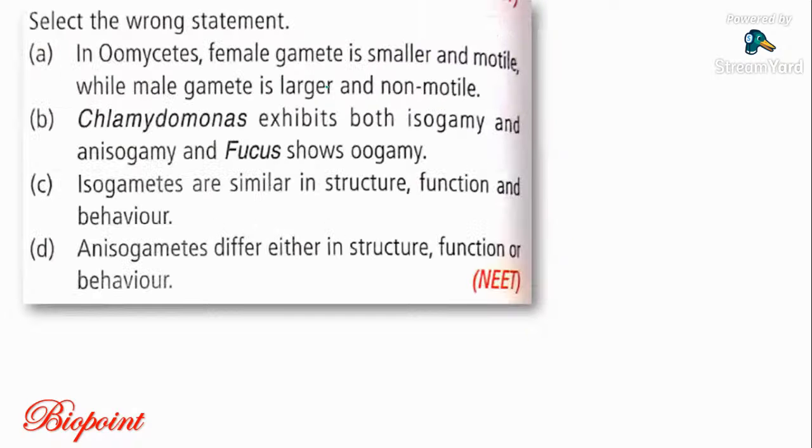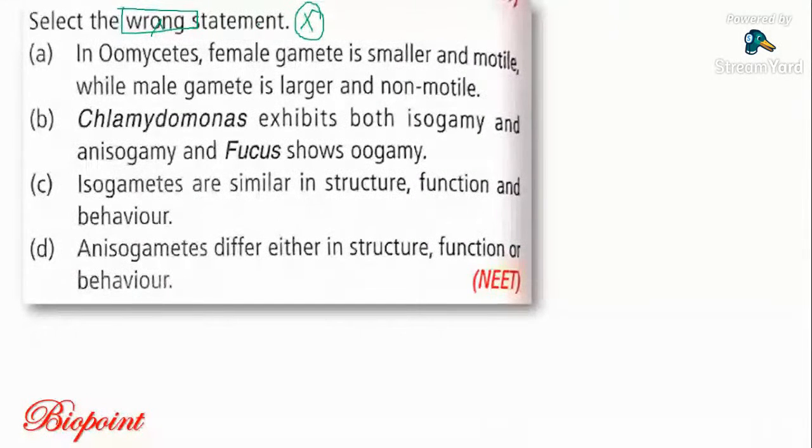Question number 20 on your screens. You are asked to select the wrong statement from the following. In oomycetes, the female gamete is smaller and motile, while male gamete is larger and non-motile. Chlamydomonas exhibits both isogamy and anisogamy, and Fucus shows oogamy. Isogametes are similar in structure, function, and behavior. Anisogametes differ either in structure, function, or behavior. Previous year NEET MCQ question, question number 20.